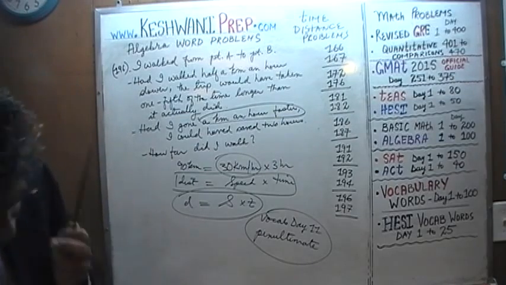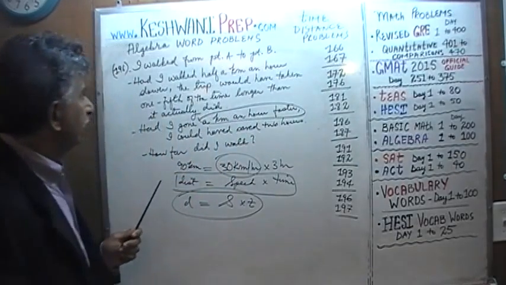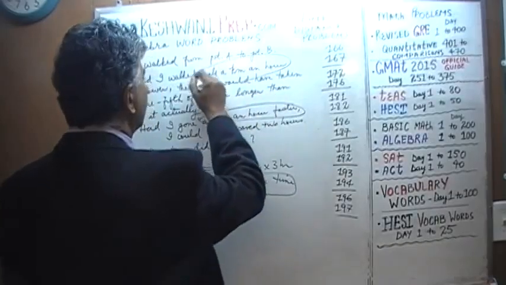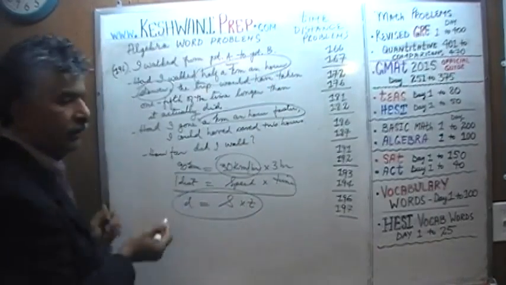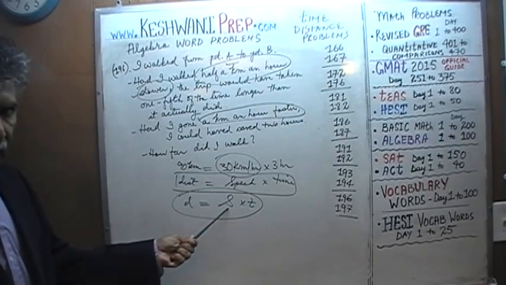Alright, let's begin then. We're going to start with the first thing first. We are told that had I walked half a kilometer an hour slower... The question is, how do we represent this concept of half a kilometer an hour slower? It's right here. S represents my original speed.